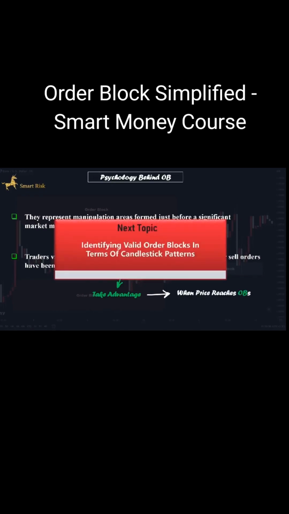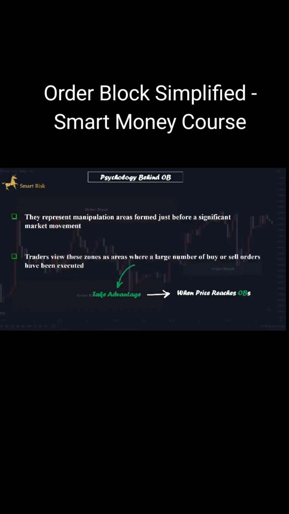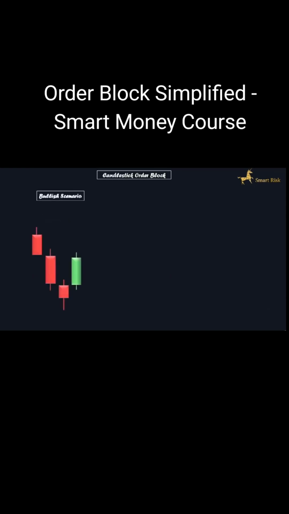Now let's proceed to the next topic and discuss how to identify a valid order block in terms of candlestick patterns and see the various scenarios that we might encounter in identifying candlestick-based order blocks on the chart. In a bullish scenario, a candlestick-based order block refers to the last selling candle before the price starts pushing upward drastically. This candle typically breaks below or effectively sweeps the liquidity of the lowest point of the previous candle. For example, in the bullish diagram, we identify this red candle as a valid order block.